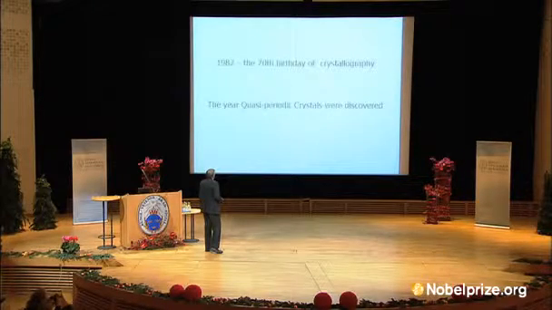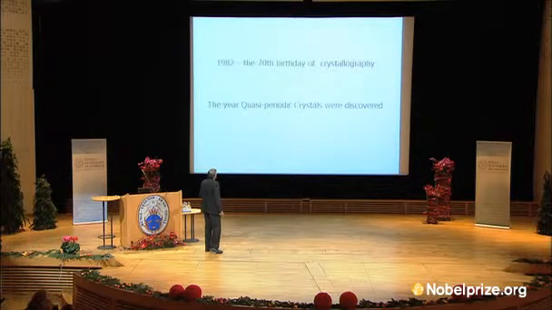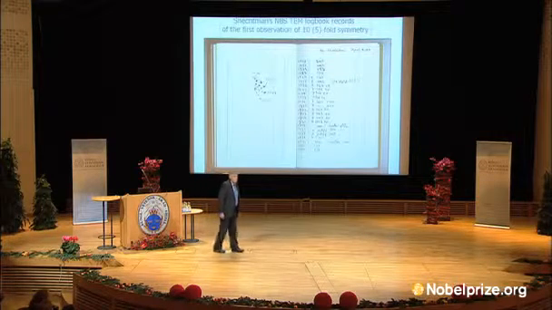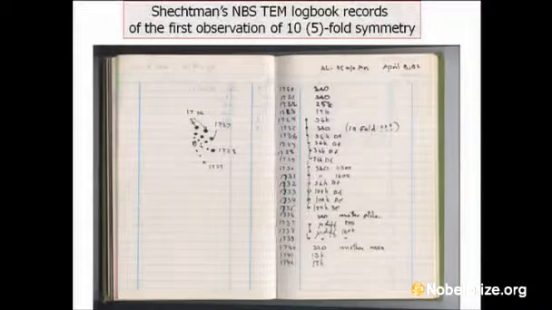So in 1982 was the 70th birth of crystallography, and this was the year the quasi-periodic crystals were discovered. This is a picture of my logbook from the electron microscopy. It was not meant to be seen by anybody but me, but hey, fate did it, and now this became a famous logbook. What you have here is everything I needed in order to understand what I did days before.